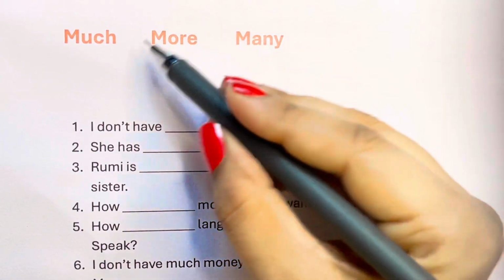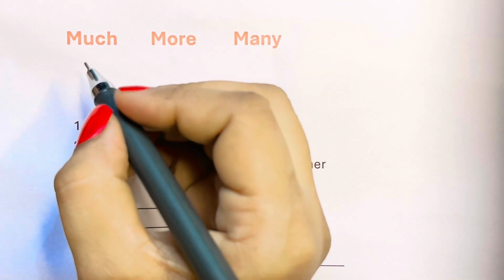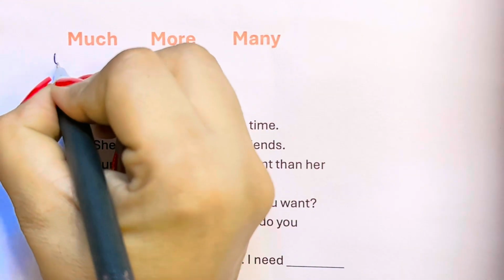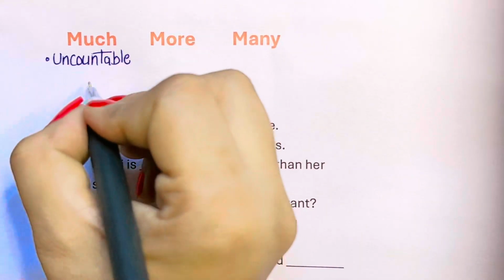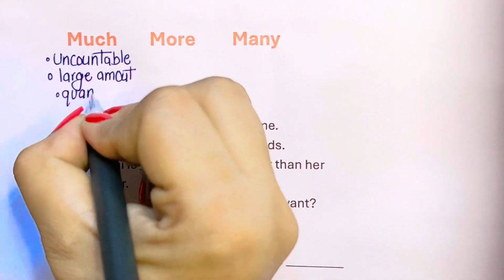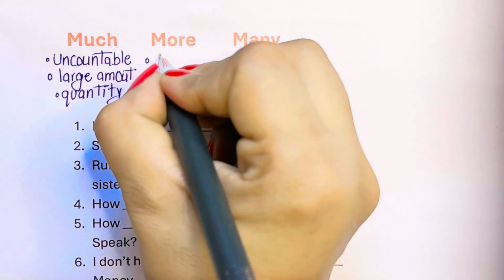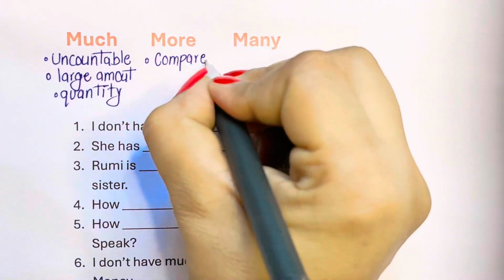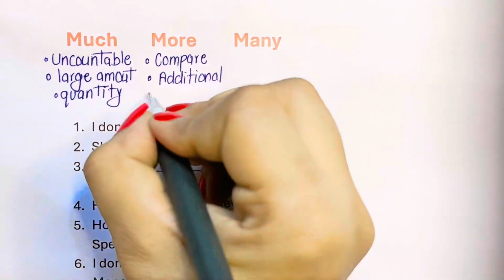Today we are solving the much, more and many exercise. First, much. Much is used with uncountable nouns. It indicates a large amount or quantity of an uncountable noun. More. More is used to compare two things. It indicates an additional or extra amount of anything.